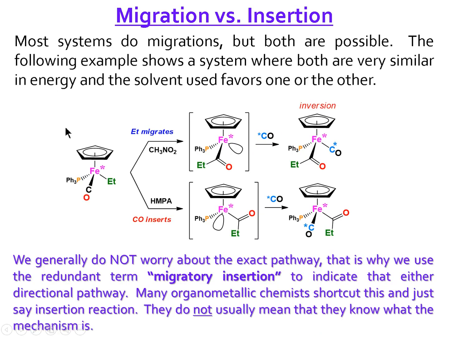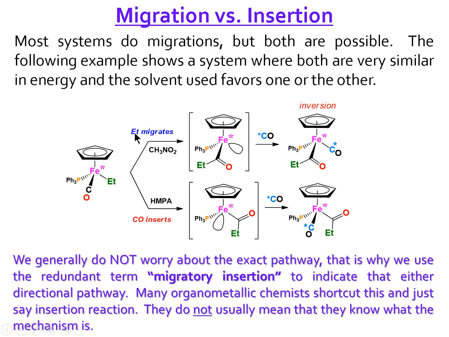Several experiments were done on complexes to know if the migratory insertion follows the direction of migration or the direction of insertion. They found that most systems do migration, but both are possible in other systems. The following example shows a system where both are very similar in energy and the solvent used favors one or the other.